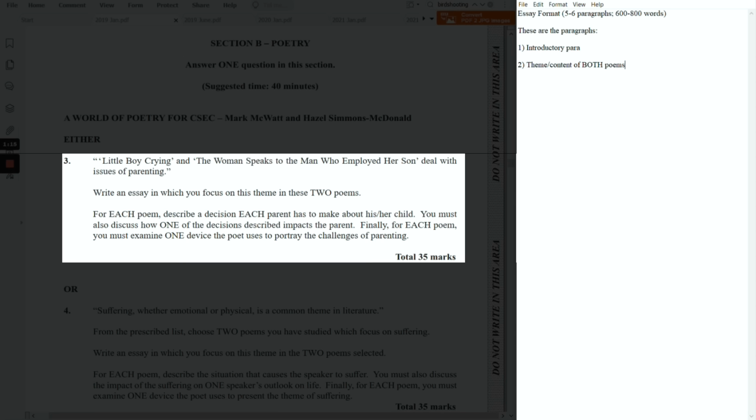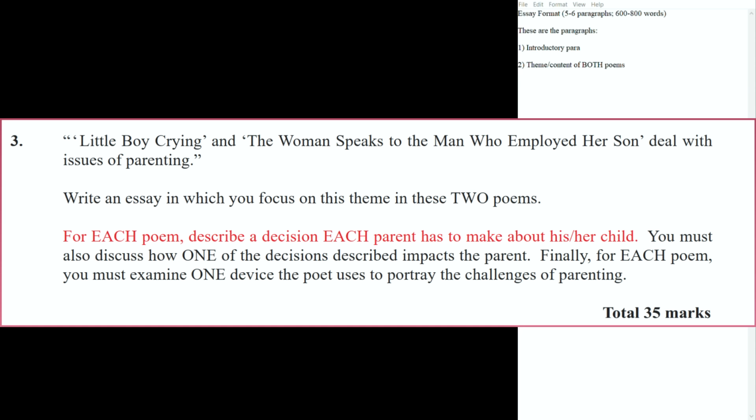Both poems. Your intro paragraph is going to mention all 3 parts of the question. I'll go into how to write a perfect intro in just a moment. So the 3 parts here: describe a decision each parent has to make about his or her child. That's part 1. You must also discuss how one of these decisions impacts the parent. That's part 2. And for each poem you examine one device. That's part 3. So in the intro you're going to briefly mention all 3 parts.